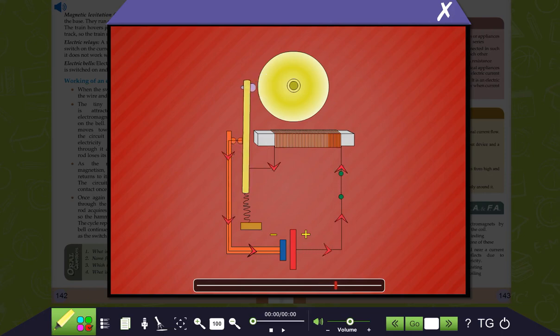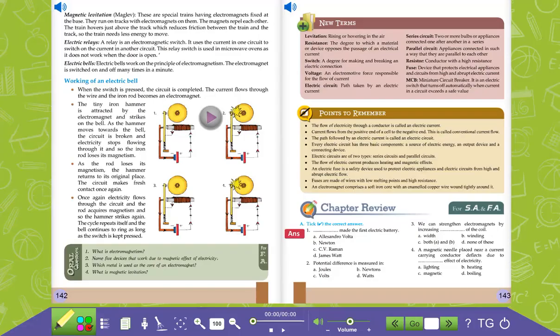Once again, electricity flows through the circuit and the rod acquires magnetism, and so the hammer strikes again. The cycle repeats itself and the bell continues to ring as long as the switch is kept pressed.